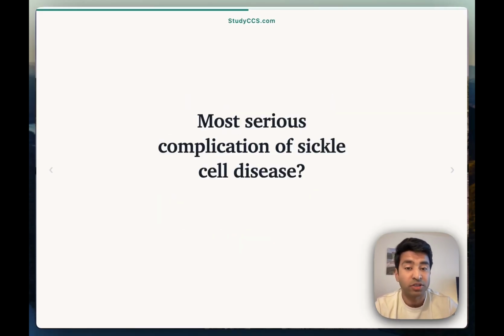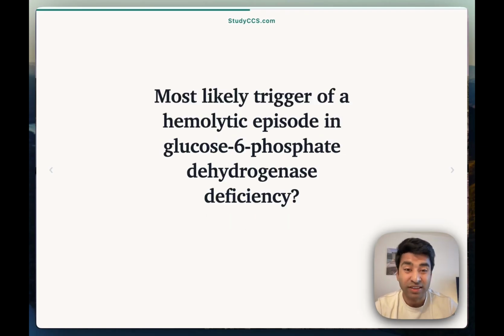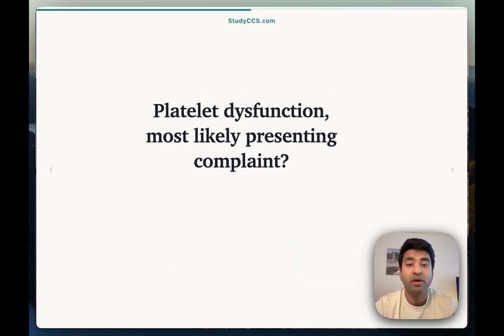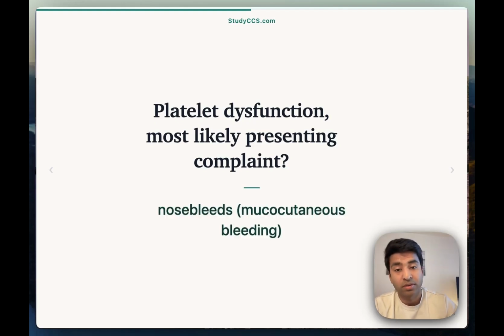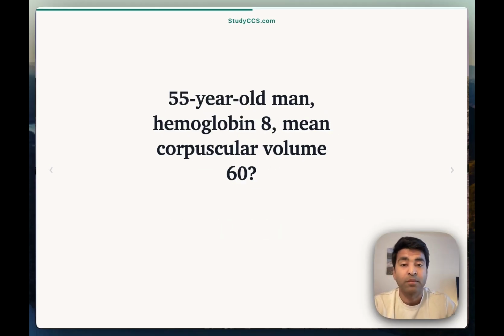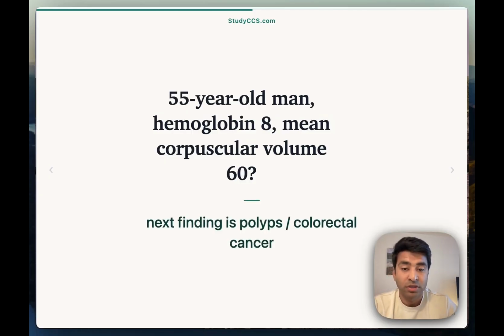Most serious complication of sickle cell disease, acute chest. Most likely trigger of a hemolytic episode in G6PD deficiency, acute infection. Platelet dysfunction, most likely presenting with nosebleeds or just mucocutaneous bleeding. 55-year-old male with a hemoglobin of 8 and an MCV of 60, concern for colorectal cancer.